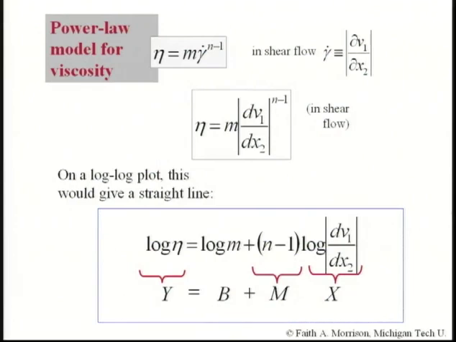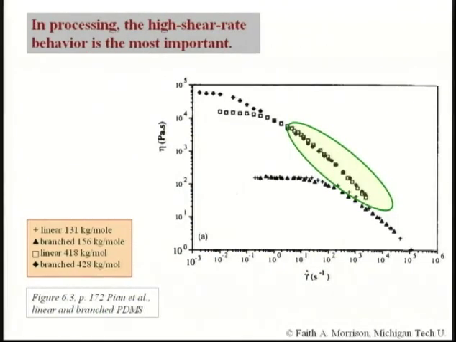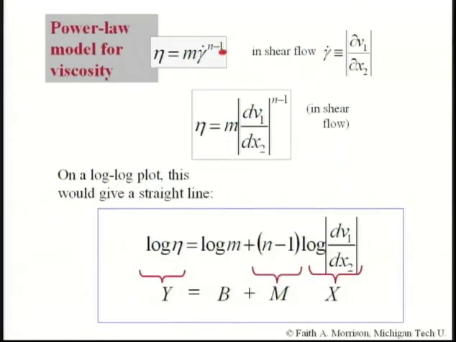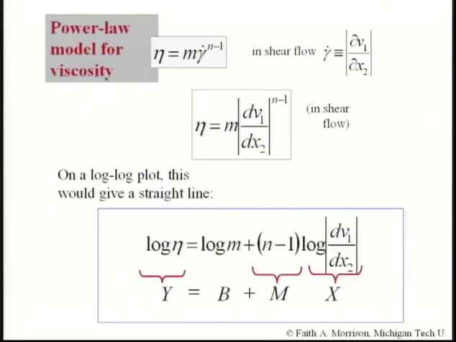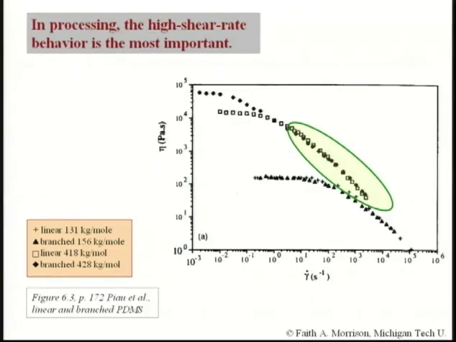So that's the power law model, which you've probably heard of. The power law model says pick your viscosity as a function of shear rate to be a line on a log-log graph. The slope of this line is going to be n minus 1, and the intercept, where log gamma dot goes to 0, is log m.